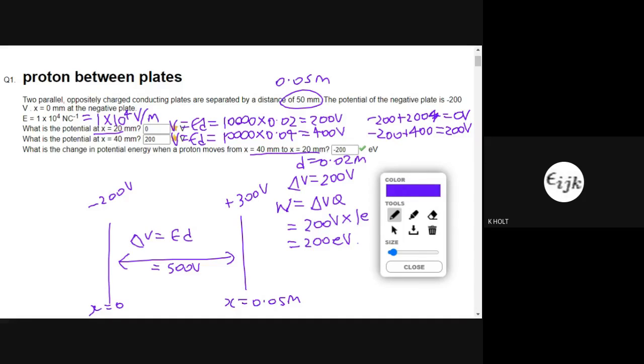That's the work done. The proton moves from 40 to 20 on its own because it's attracted to the negative plates. The change in potential energy is negative in this case. So remember to include the negative.